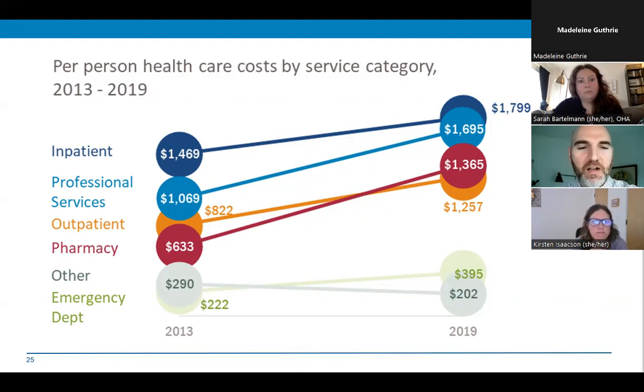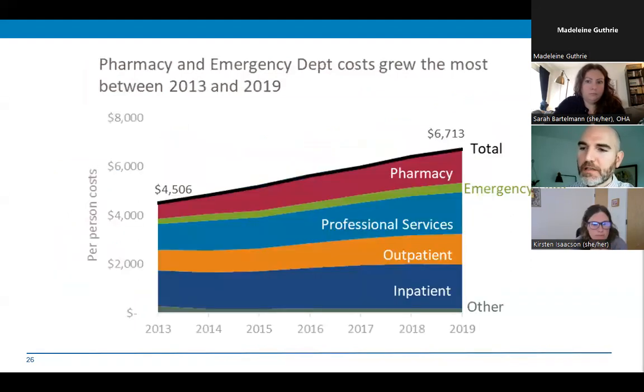The other 2 categories, emergency department and other, are relatively small compared to the other service categories, but there's some kind of up and down there. One thing to note here, these service categories, they're designed to be collectively exhaustive, so it captures everything, but also mutually exclusive. So a given dollar isn't showing up in more than one category. Okay, let's go to the next slide.